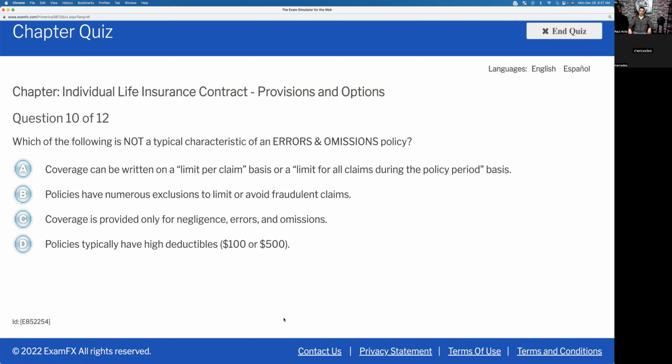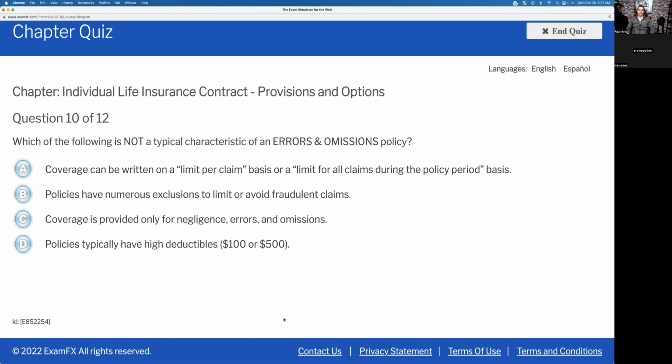I would go with C. No, that's... I mean, I'm reading it. That's exactly what errors and omission is for. It's for negligence, errors, and omission. I mean, that's what it's for. So it's asking which is not a characteristic.